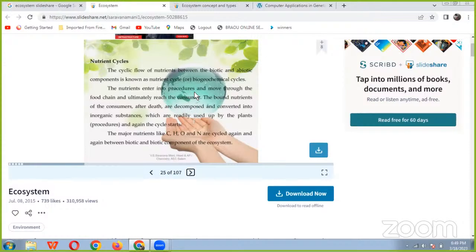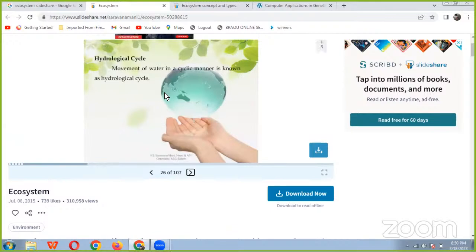The nutrients enter into the producers, move through the food chain, and ultimately reach the consumers. After the death of the consumers, the bound nutrients are decomposed and converted into inorganic substances. These are the abiotic components; biotic components can transfer to abiotic components, which are mainly inorganic substances. The major nutrient cycles are carbon, hydrogen, oxygen, and nitrogen.